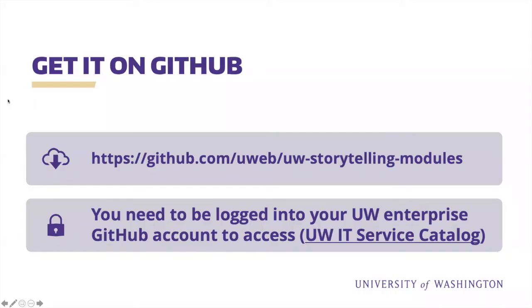And you can get it on GitHub. One thing that I will note is that you do need to be logged in with your UW Enterprise GitHub account in order to access it. And if you're not familiar with what this means, you can click that link when we get the slides out to the UW IT service catalog, and you can get that hooked up. And as Jeff mentioned, if you're on our hosting, just email us at uweb@uw.edu and we'll just turn it on for you.